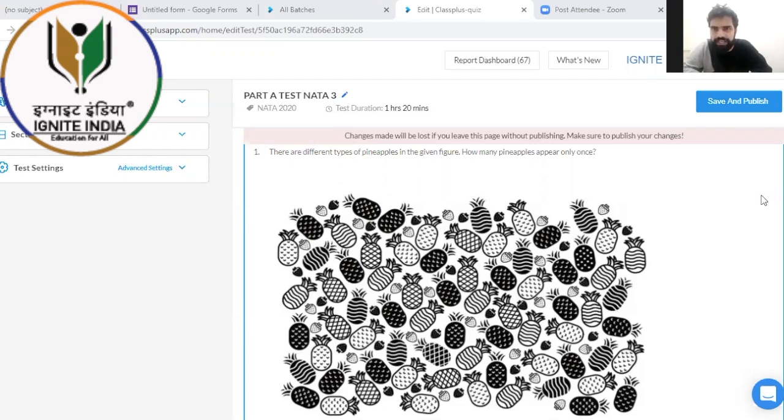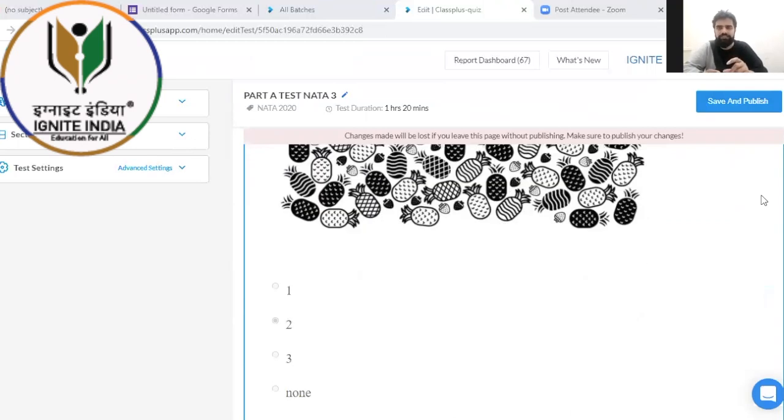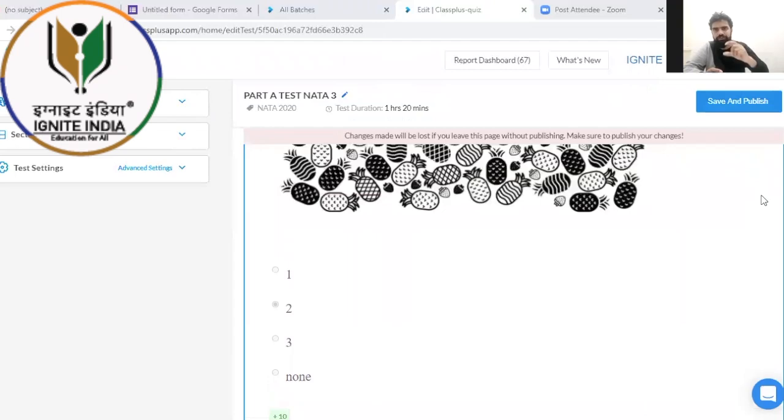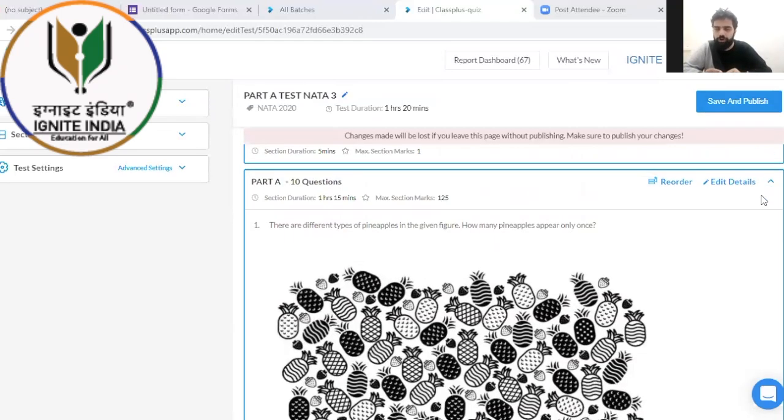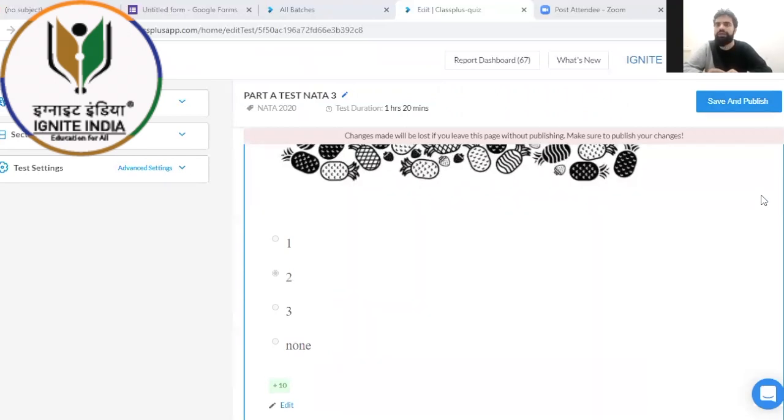different types of pineapple in the given figure, just read it very carefully. How many pineapples appear only once? That means though there are pineapples in pairs, which are more than one, there are a certain number of pineapples that appear only once. So here if you answer 2, 5, 6, on that basis you will get the 17, 15 marks. We have options here: 1, 2, 3 or none.